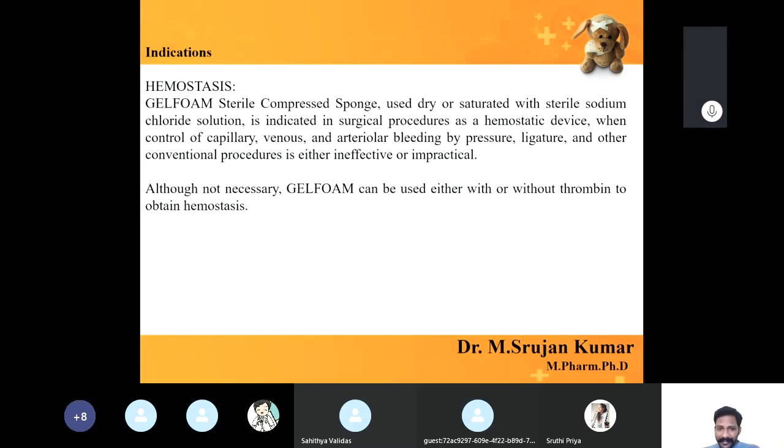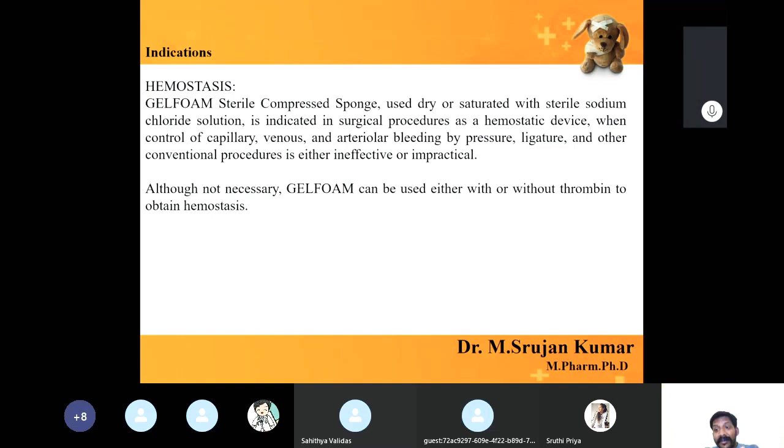Although not necessary, gel foam can be used either with or without thrombin to obtain hemostasis. It's an important point. In normal cuts and wounds and normal surgical procedures, it is not like you always adopt thrombin. What do we mean by thrombin here? Thrombin is nothing but a coagulative substance. When there is increased bleeding, when there is no way to control it, sometimes this gel foam will be used in combination with thrombin.